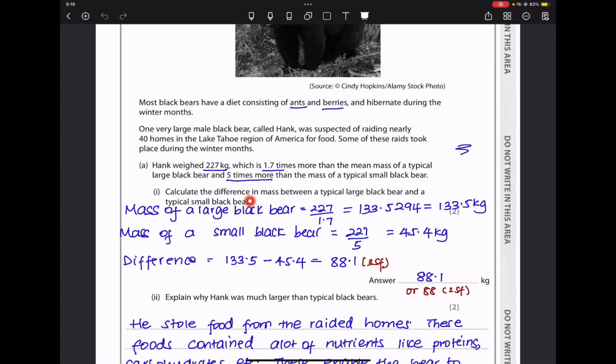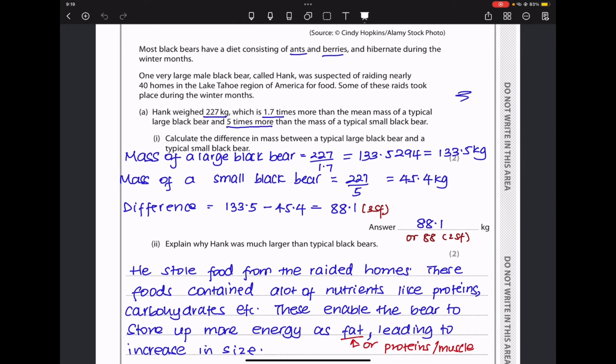They wanted to calculate the difference in mass between a typical large black bear and the typical small black bear. So the mass of a large black bear, because they say it is 1.7 times more, is going to be 227, which is the mass of Hank, divided by 1.7, giving us approximately 133.5 kilograms. And the mass of a small black bear is going to be, because they said 5 times, 227 divided by 5, giving us 45.4 kilograms. So the difference between them is going to be that minus that, giving us 88.1 kilograms if you round off to 3 significant figures. So my answer was 88.1 to 3 significant figures.